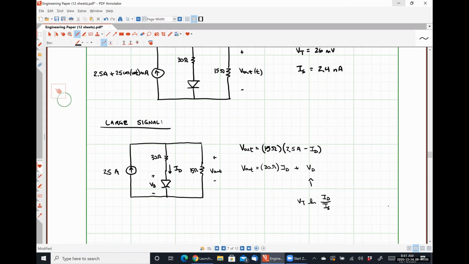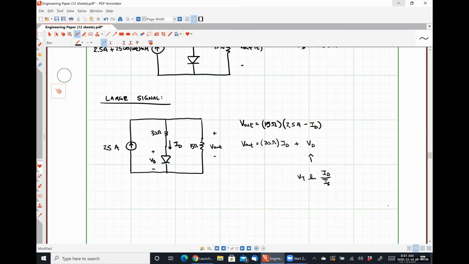Okay, so we put these two together. So we have 15 ohms times 2.5 amps minus ID is equal to 30 ohms times ID plus VT, which we know, natural log of ID over IS, which we also know. Now, we need to solve for ID.